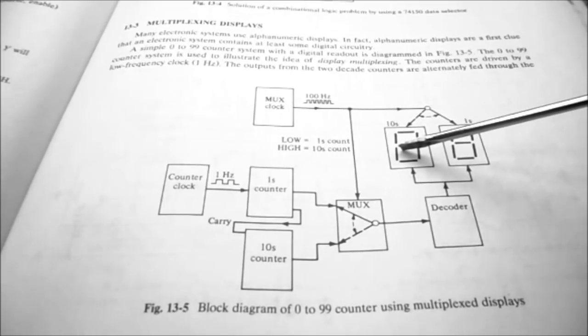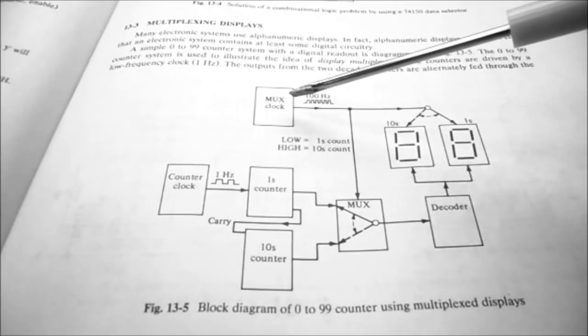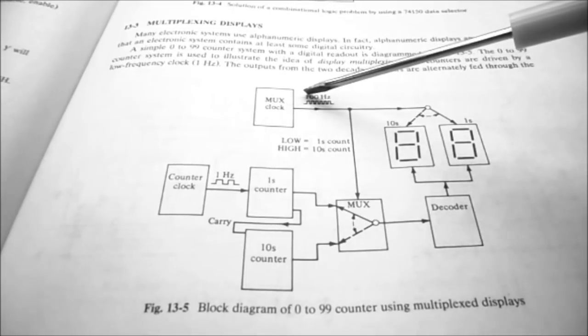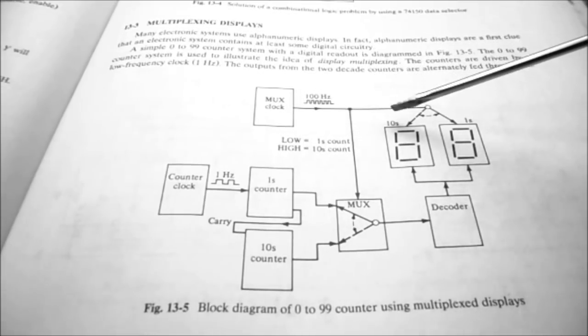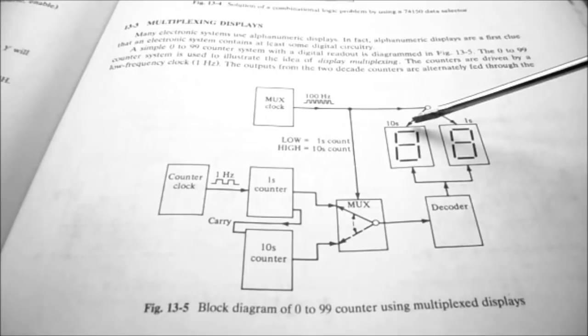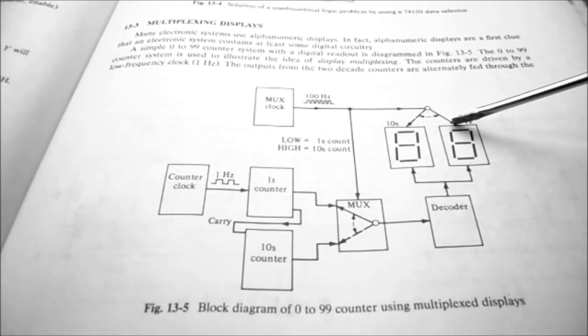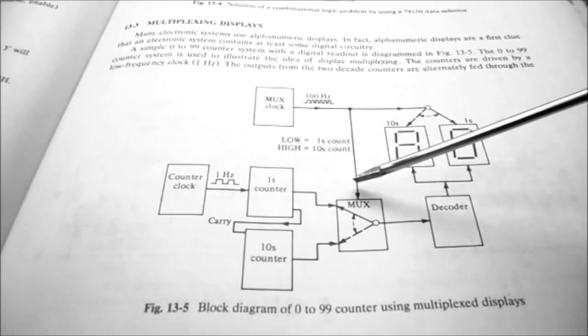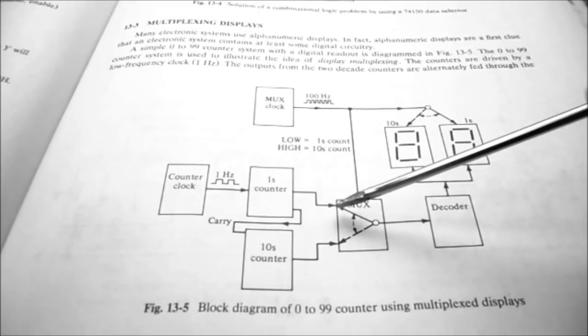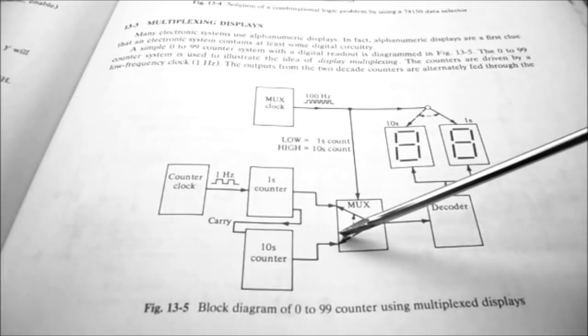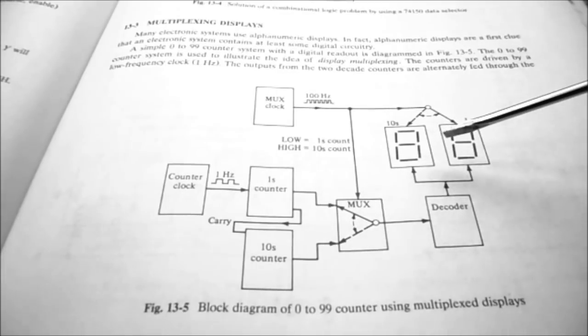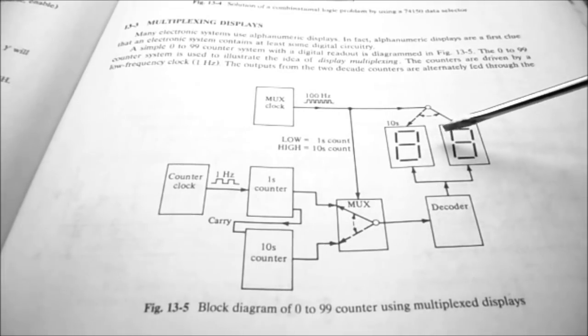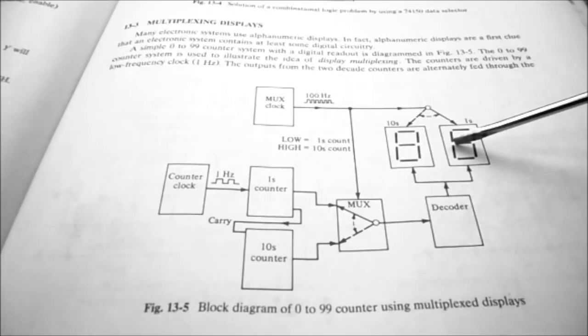Now you notice we have a fast clock. It's running at 100 Hertz. So it's switching back and forth between the 2 displays at 100 Hertz. And it's also switching our multiplexer back and forth between the ones and tens at 100 Hertz. Running at 100 Hertz, we should not see any blinking on the displays, so it should look like both displays are on all the time.